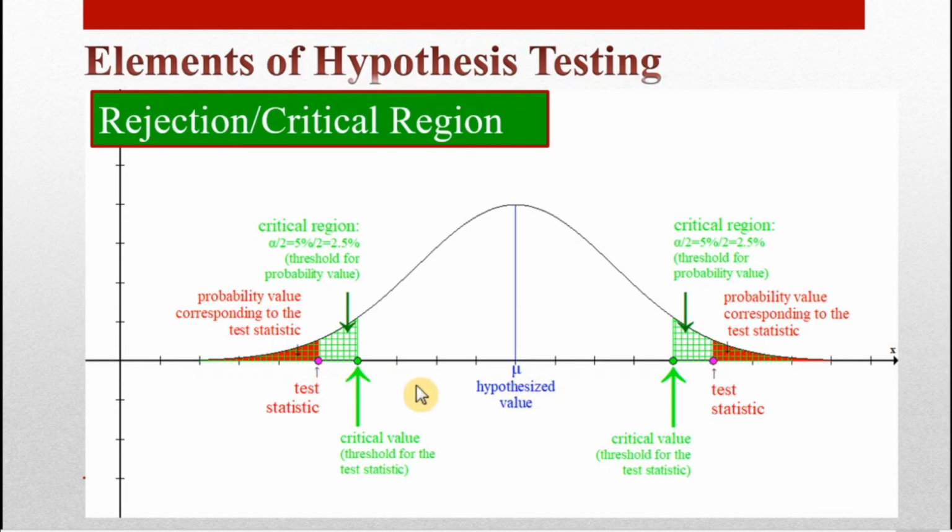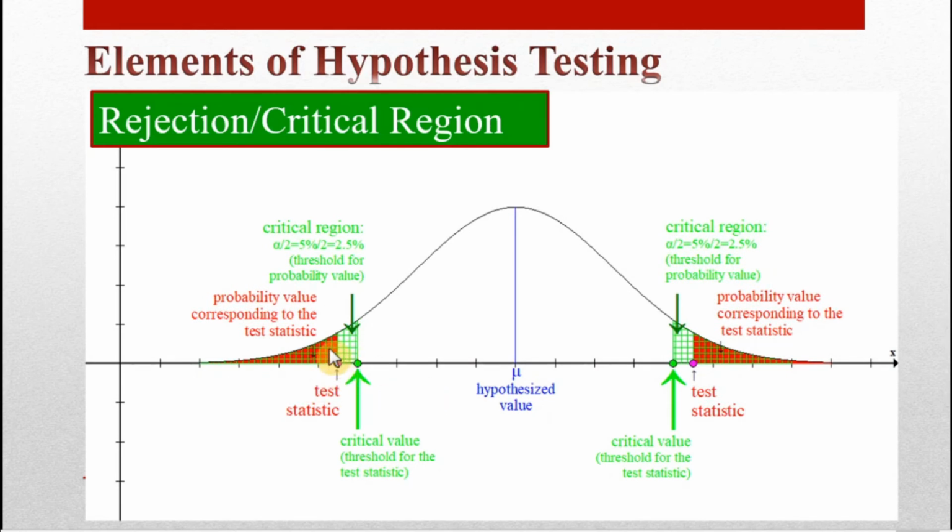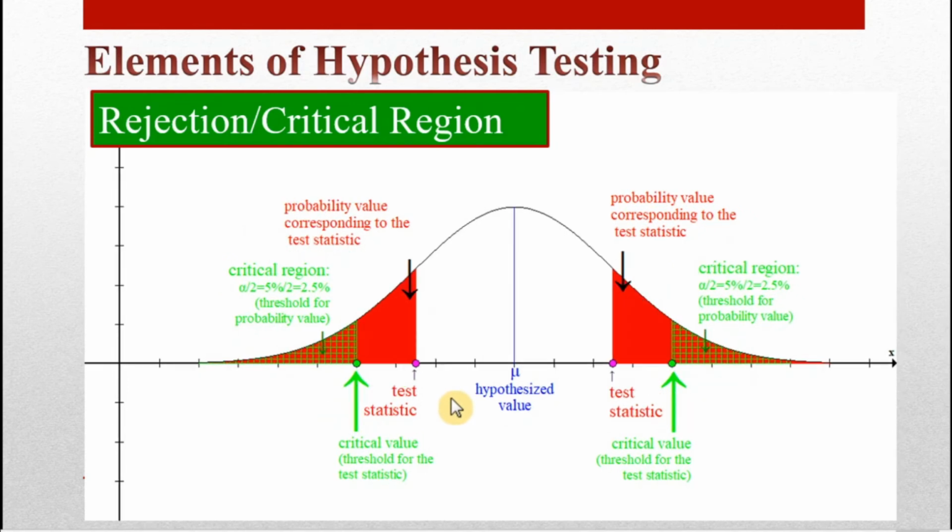If the test statistic increases, of course, the area, the probability value for that particular test statistic will also increase. So in this particular example, based on the probability values, the red areas, not based on the test statistic, we can immediately see that we are going to accept the null hypothesis. The null hypothesis says that the two values here, the hypothesized value and the test statistic, are not significantly different.